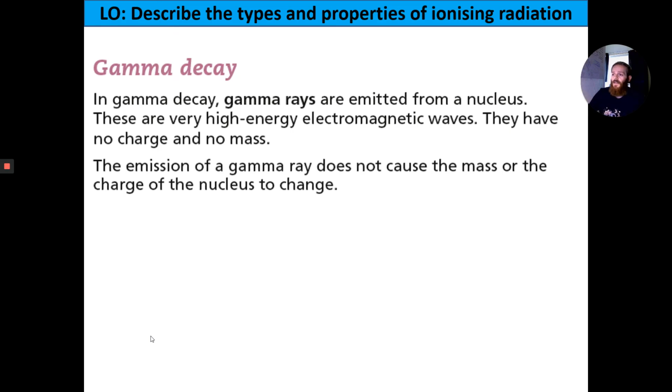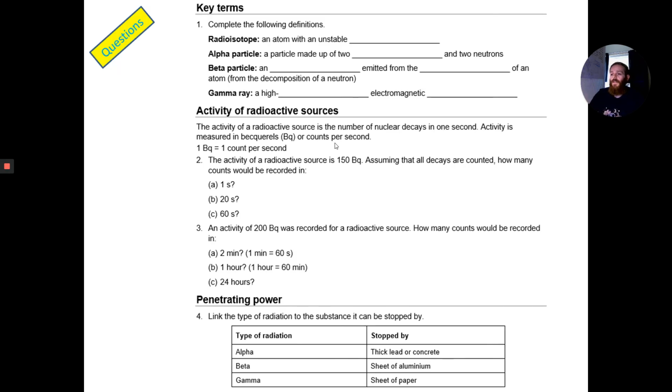Okay, so gamma decay then. It felt a bit weird putting questions before this. We've done alpha and beta, and then I went to questions on those two because there's not much to ask you about here, to be honest with you. So in gamma decay, gamma rays are emitted from a nucleus. These are really high energy electromagnetic waves, and they have no charge and no mass. So there's nothing to worry about in terms of a neutron becoming a proton and an electron, none of that. The emission of a gamma ray does not cause the mass or the charge of the nucleus to change. No protons are made, no neutrons and protons are given out, no electrons are given out. It's just a wave that is emitted from the nucleus of the atom.